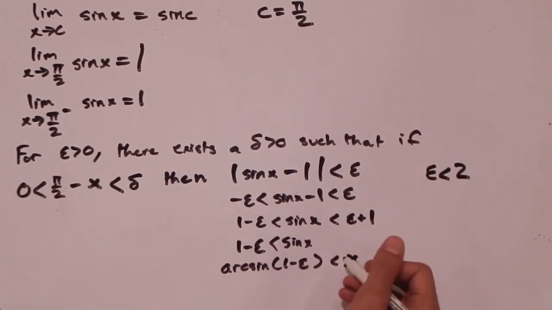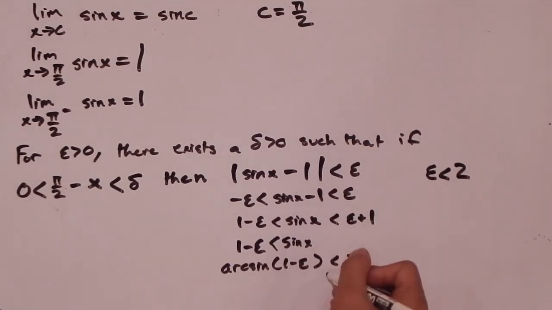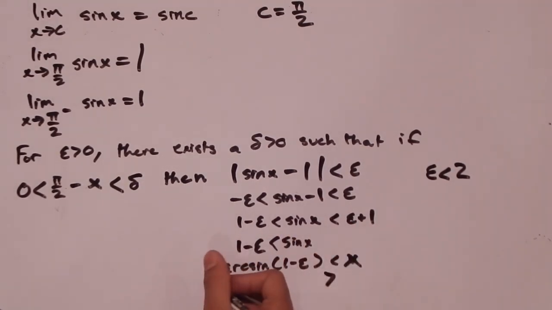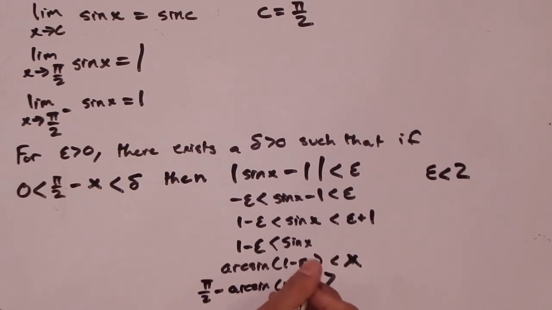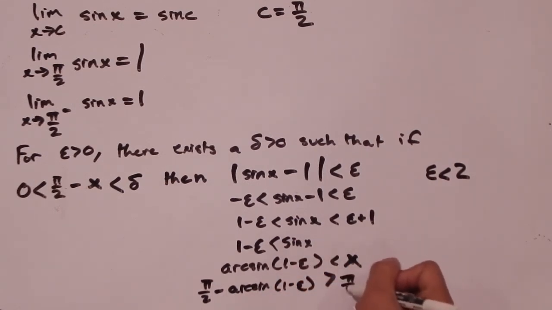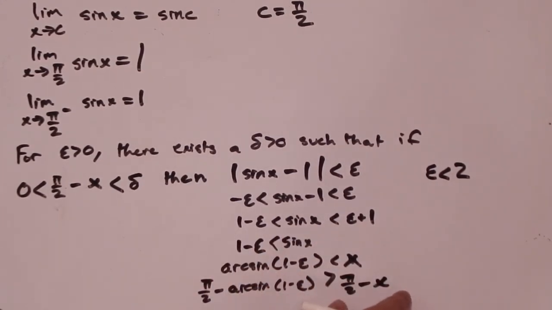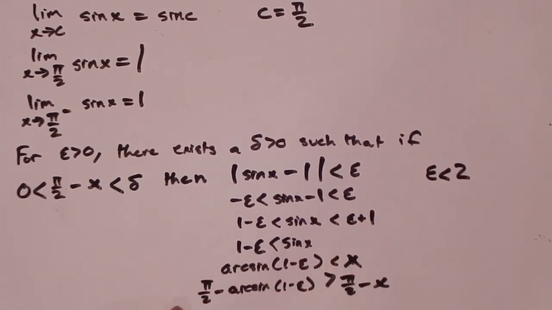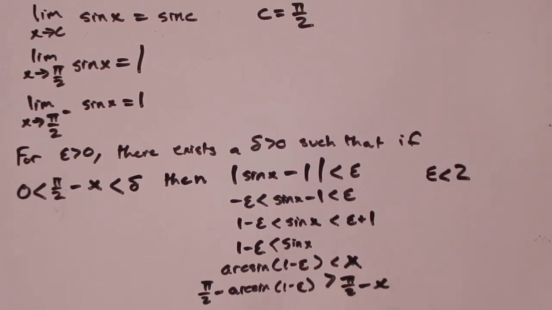We're going to go ahead and multiply both sides by -1, and that's going to flip the inequality, and add pi over 2. So we get pi over 2 minus arcsine of 1 minus epsilon is going to be less than pi over 2 minus x. So whenever we're picking x values such that pi over 2 minus x is less than pi over 2 minus the arcsine of 1 minus epsilon, then epsilon will be greater than the absolute value of sine of x minus 1.